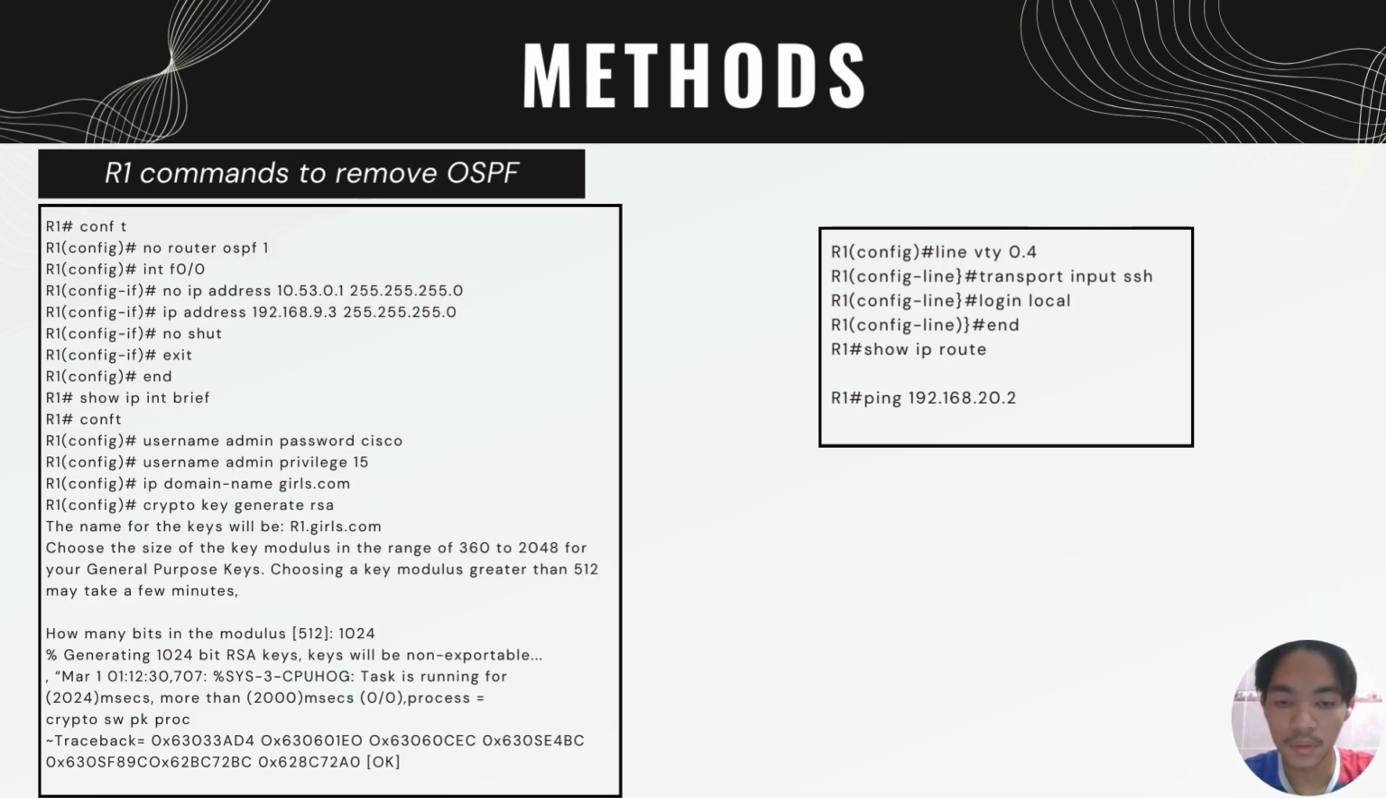Okay, this page shows the command to remove the OSPF. We remove the OSPF first because we want to run the automation by prompting for the IP address, username, and password in the Python script later on. So we need to remove the OSPF in router 1 first.